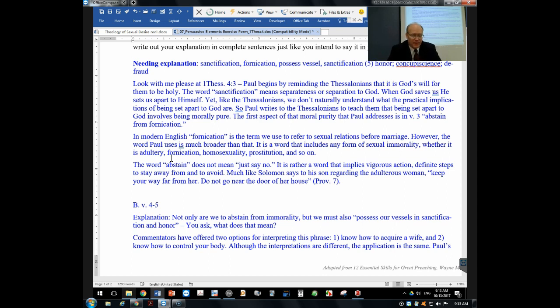Okay, I want to pause here. I explained, I illustrated, and I applied all right there. There was a bit of an implicit argument in my explanation of sanctification. I didn't make it long or drawn out.